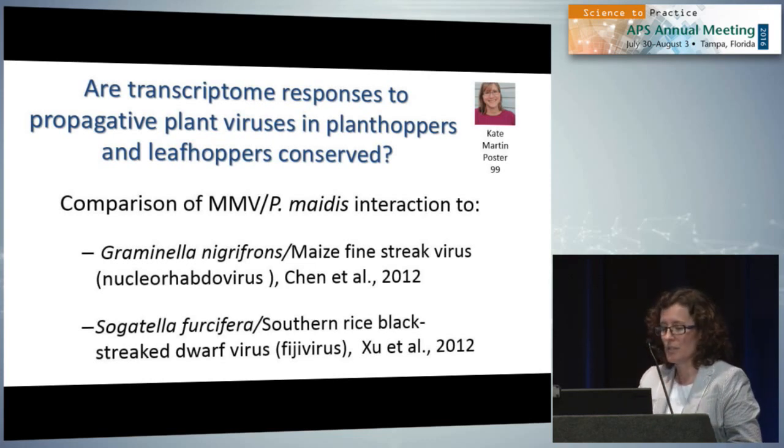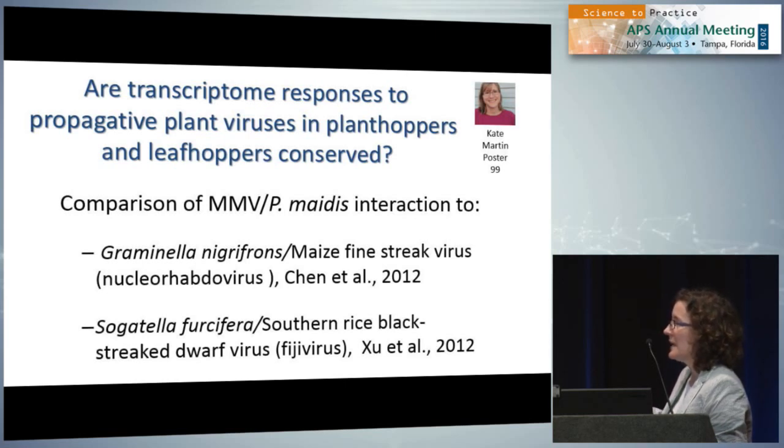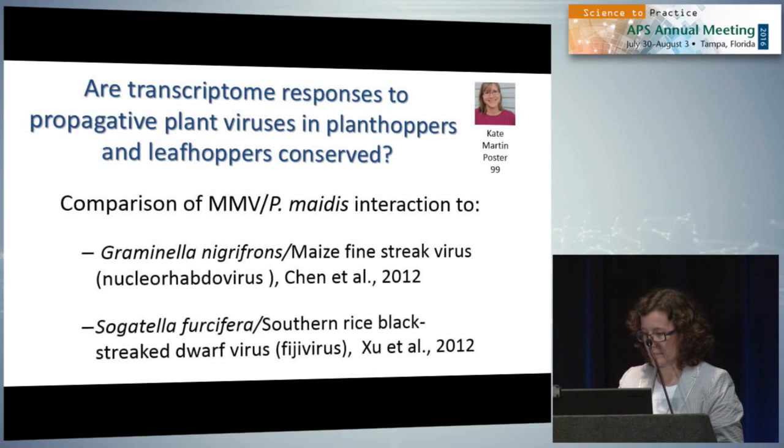But what she's done is she's actually compared what we found to what other groups have found with planthopper and leafhopper viruses. So we compared to this work looking at Graminella nigrifrons and maize streak virus, and then also, this is a Fiji virus. So that's another nuclear rhabdovirus, but she also compared it to some RNA-seq work looking at a Fiji virus, a double-stranded RNA virus, in its planthopper vector.